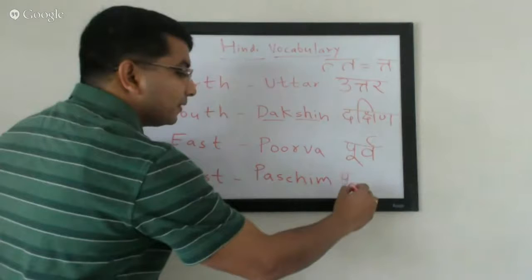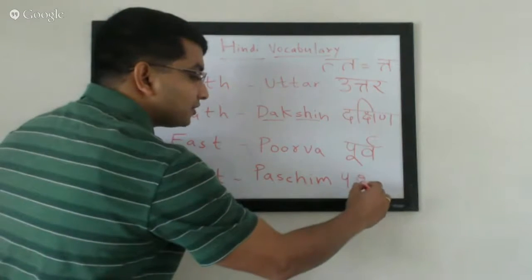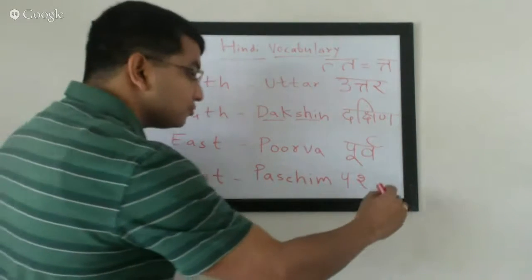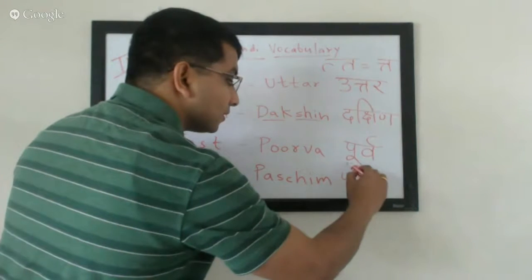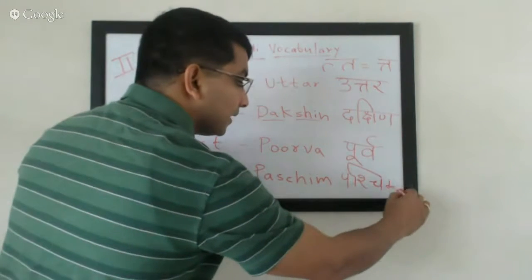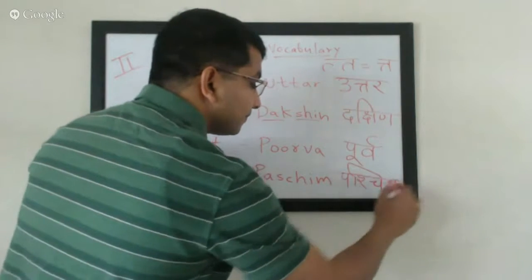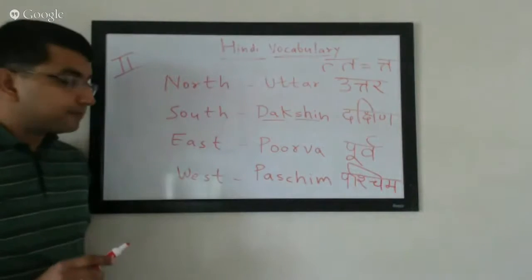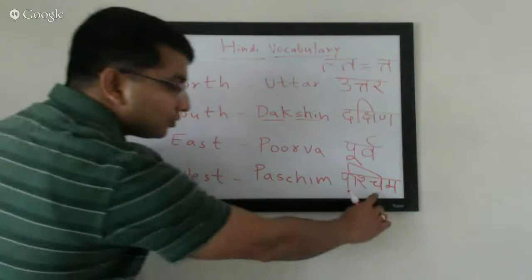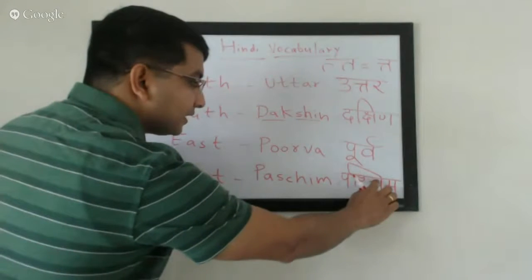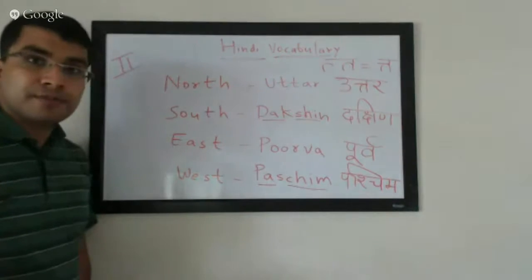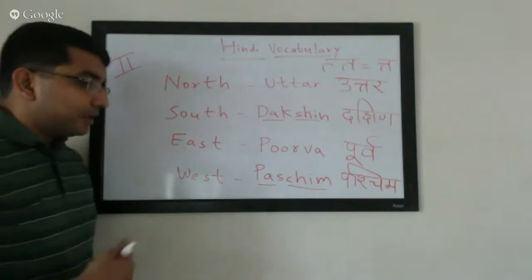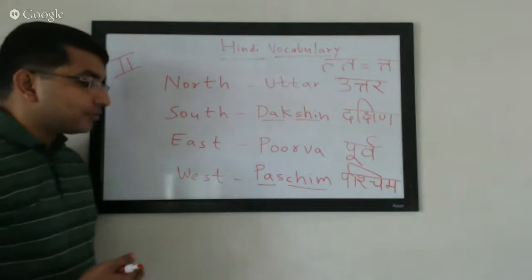So you have a pa with half sh, and then you have a ch, and then ma, paschim. Paschim. If it is difficult to read, you can feel free to read the Roman part of it. Paschim, paschim. Okay. Same as before.